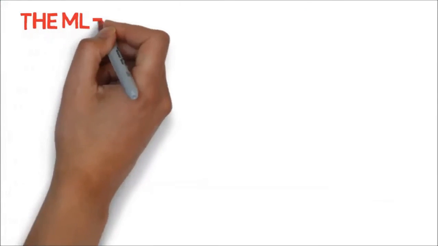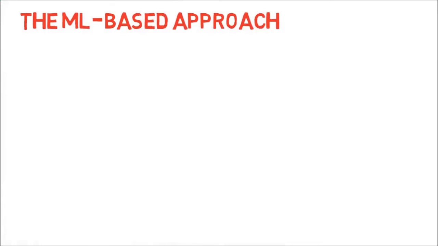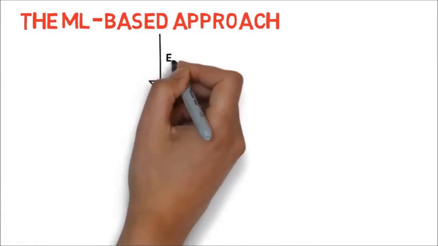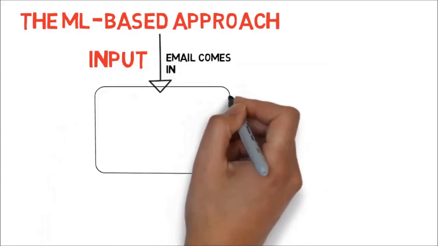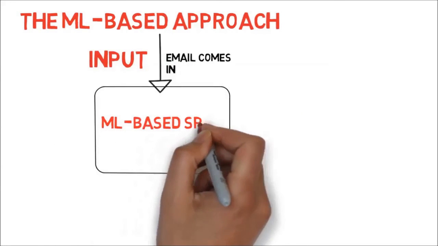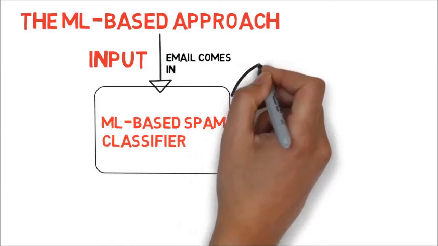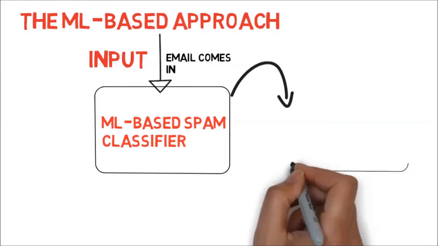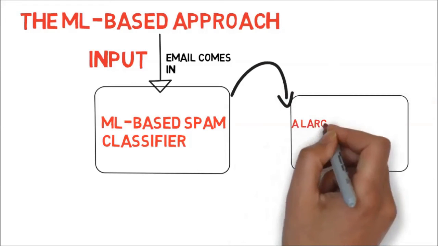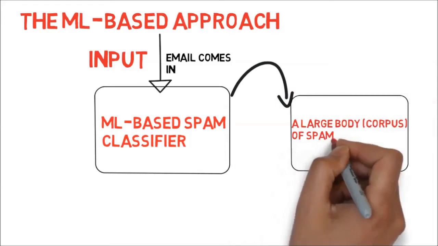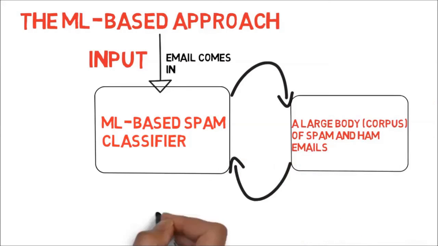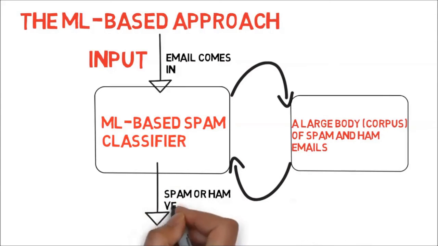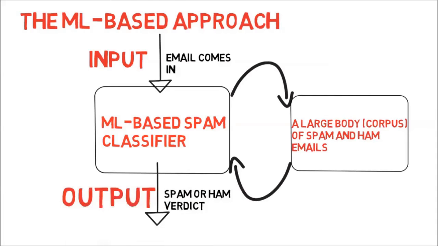Let's move on to the machine learning based approach. The setup is similar. You'll have an email that comes in. This email is passed through an ML based classifier. Pay attention to the word classifier. It's a standard term used in machine learning. It then checks this email with a corpus. A corpus is a large body of spam and ham emails built based on the feedback of users. The program gets some input from the corpus and uses that to perform its classification of spam or not. Then it finally outputs its verdict.